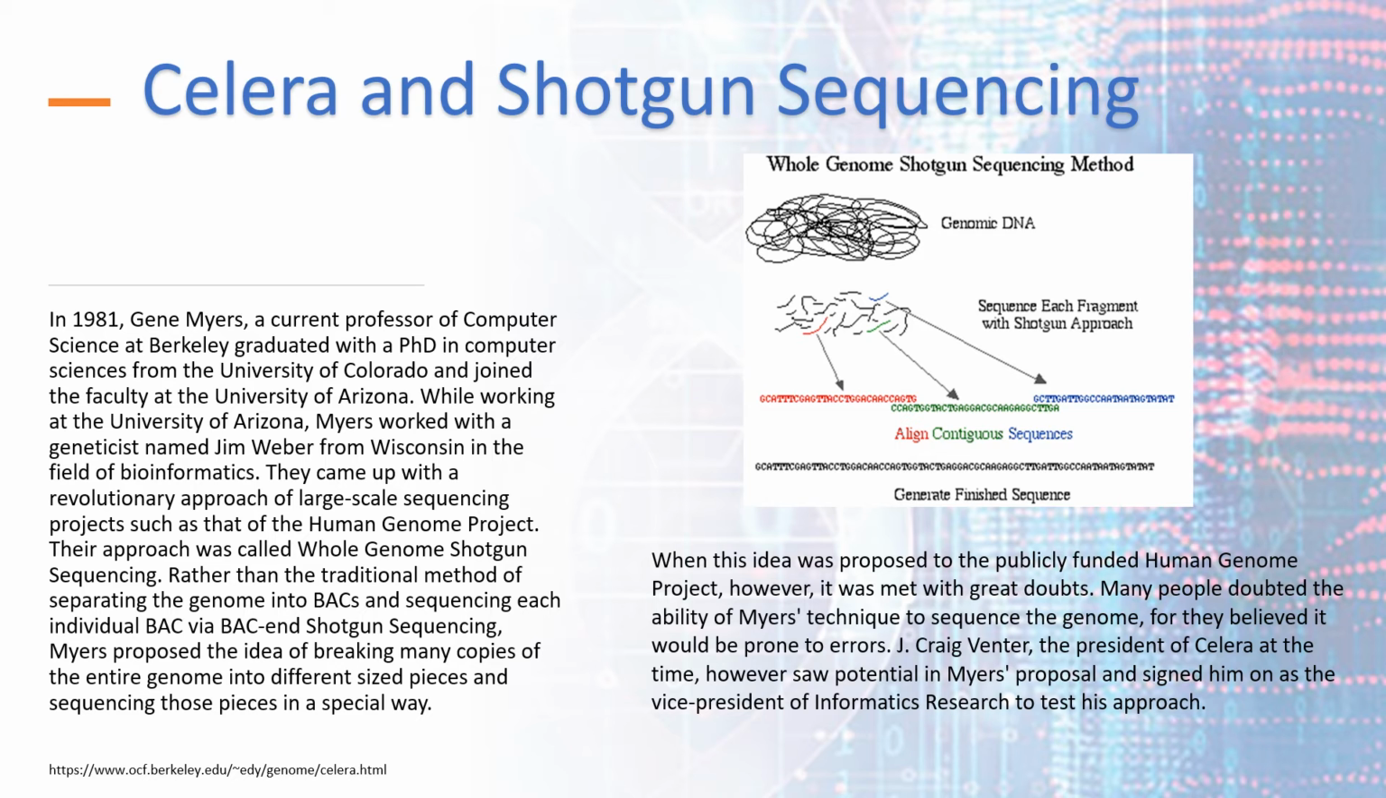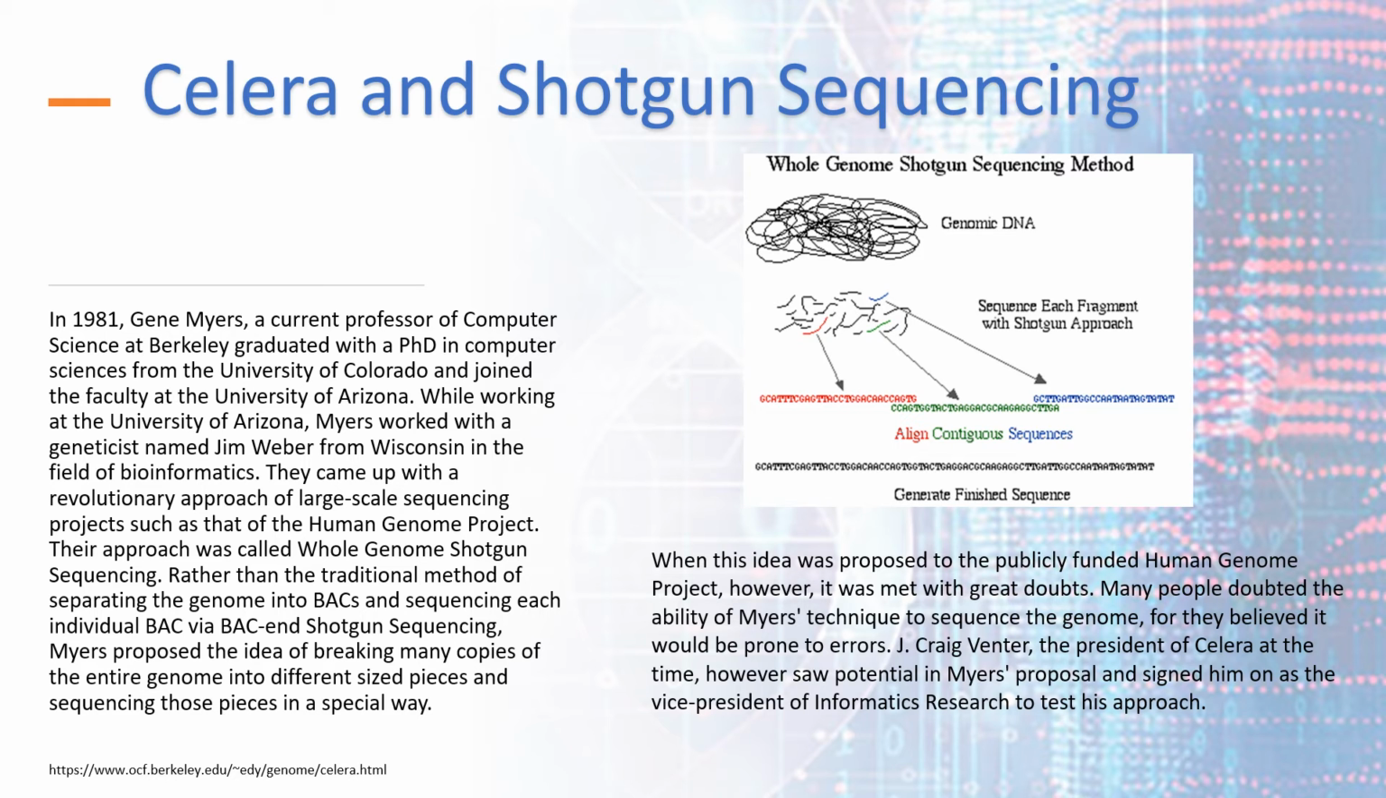Well, in 1981, Gene Myers, a current professor of computer science at Berkeley, graduated with a PhD in computer sciences from the University of Colorado and joined the faculty of the University of Arizona. While working at the University of Arizona, Myers worked with a geneticist named Jim Weber from Wisconsin in the field of bioinformatics. They came up with a revolutionary approach for large-scale sequencing projects such as the Human Genome Project. Their approach was called whole genome shotgun sequencing.